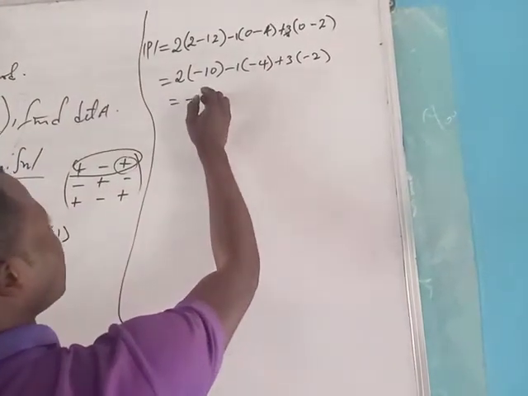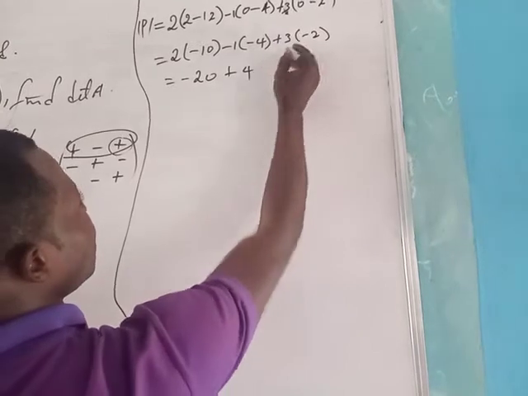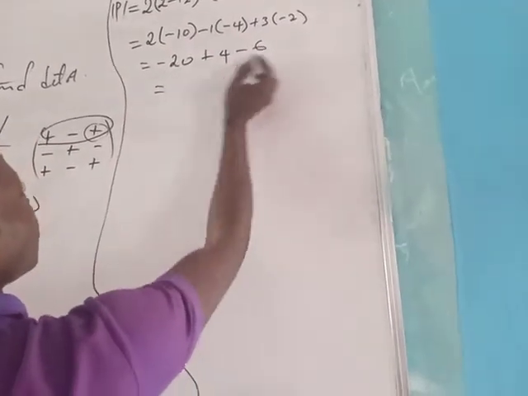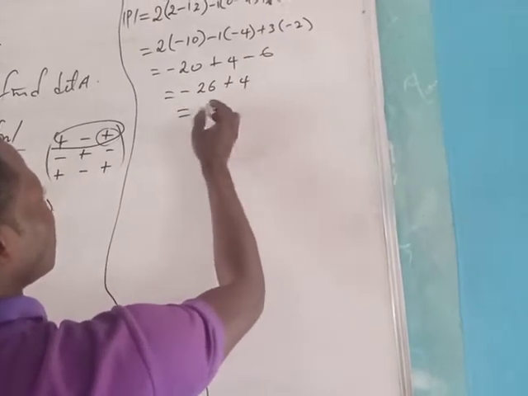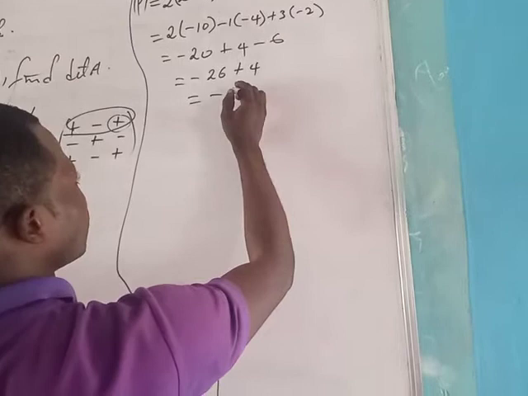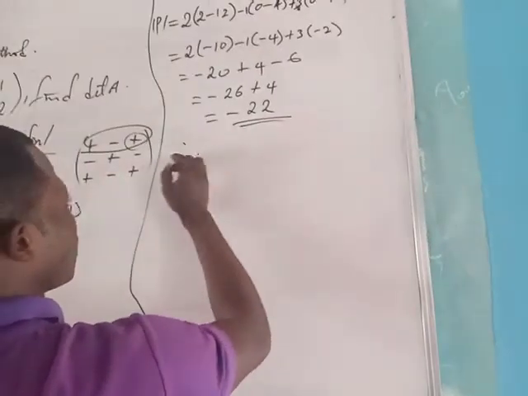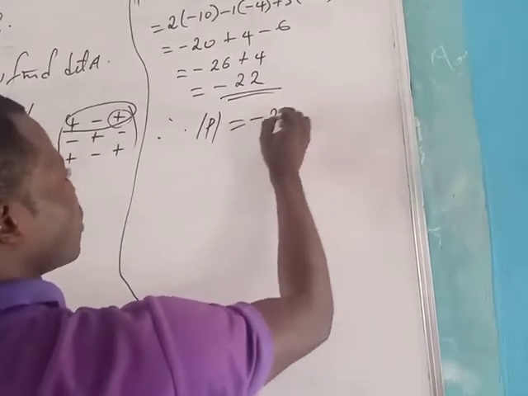So this will be minus 20. So minus times minus will give you plus 4. And this time this will give you minus 6. And when you subtract the negative, this one is minus 26, then plus 4. And the final answer will be minus what? Minus 22. So that's our determinant of P will be equal to minus 22.